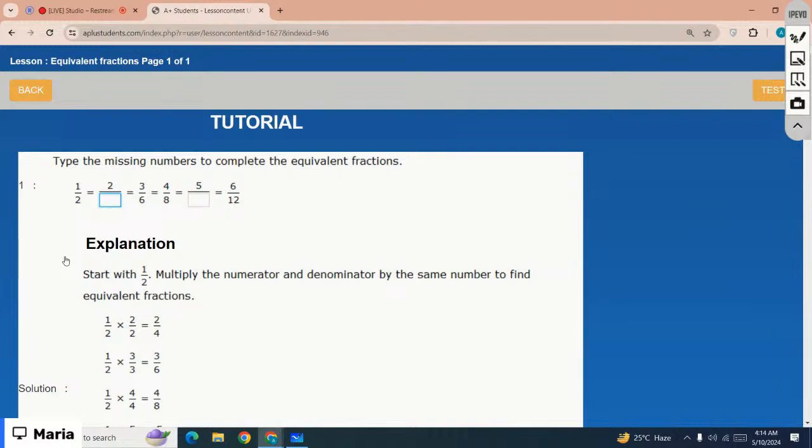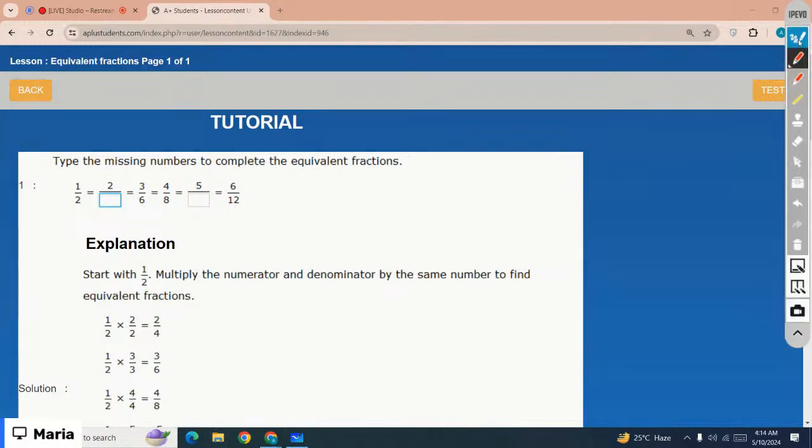You have to multiply the numerator and denominator by the same number. That makes the equivalent fractions, right? Just look at the first one. The first one is 1 over 2. Multiply both numerator and denominator by 2. So 1 times 2 is 2, 2 times 2 is 4. That is 2 by 4.